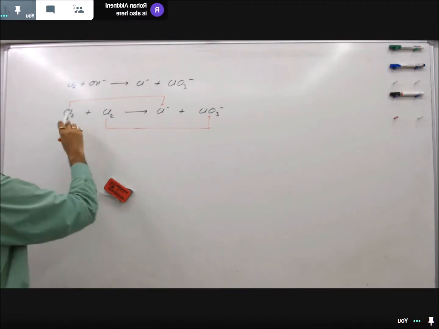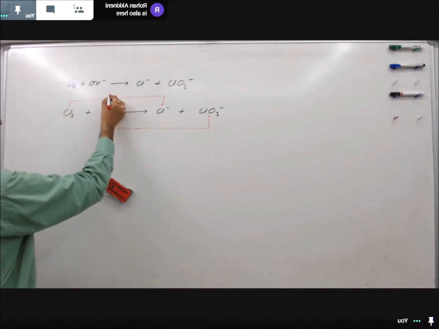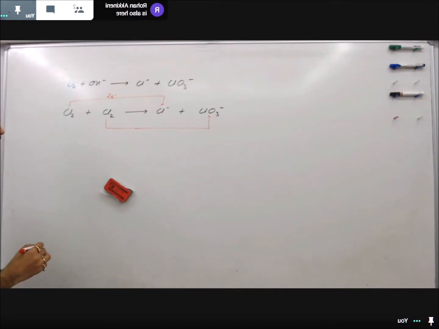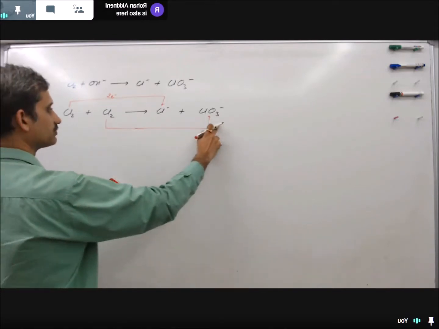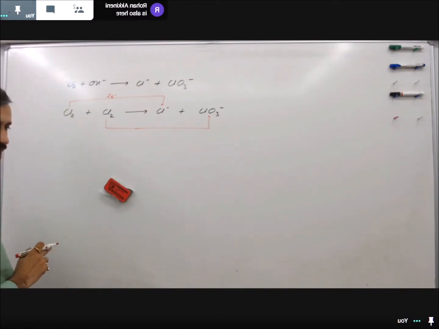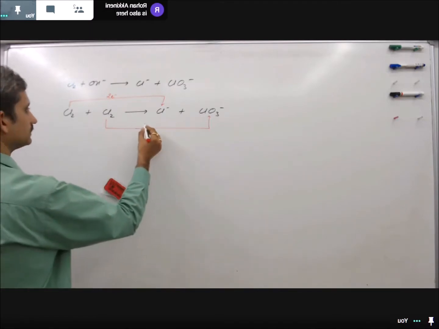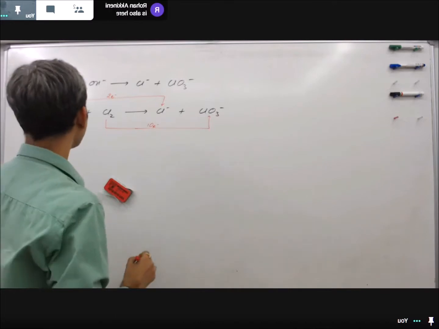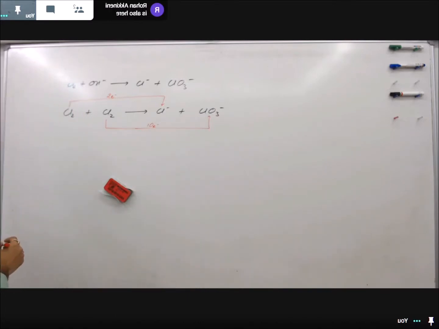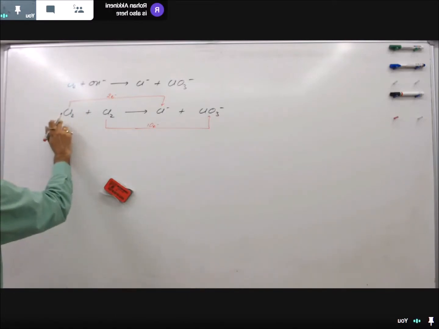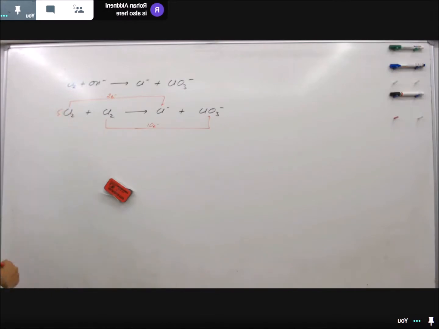Here, what's the number of electron change? 1, two. Minus 1, two. There are two chlorines. What would be the electron change here? Sir, 10. Perfect, 10 electrons. Now, what's the LCM? Sir, 10. So, what do we need to do here? Multiply by 5. Perfect. And here it will remain 1.